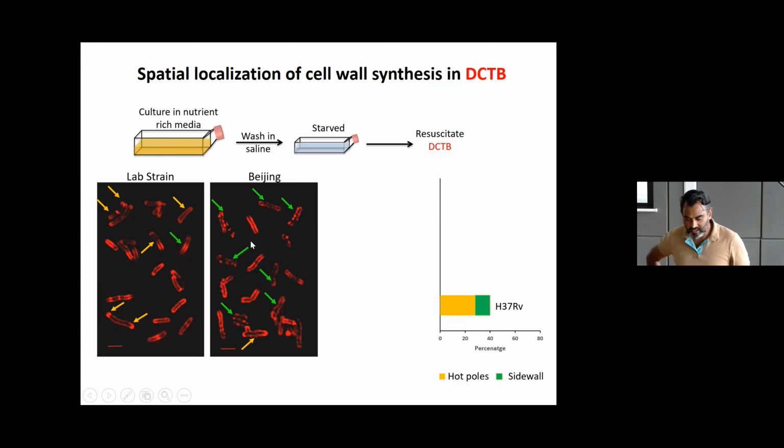Do you see that? So when we quantify this in a very rudimentary way, just manually, you can see that this Beijing looks very different. It doesn't have hot poles. It's got a hot side wall. And these people actually didn't respond well to treatment because we followed them up.